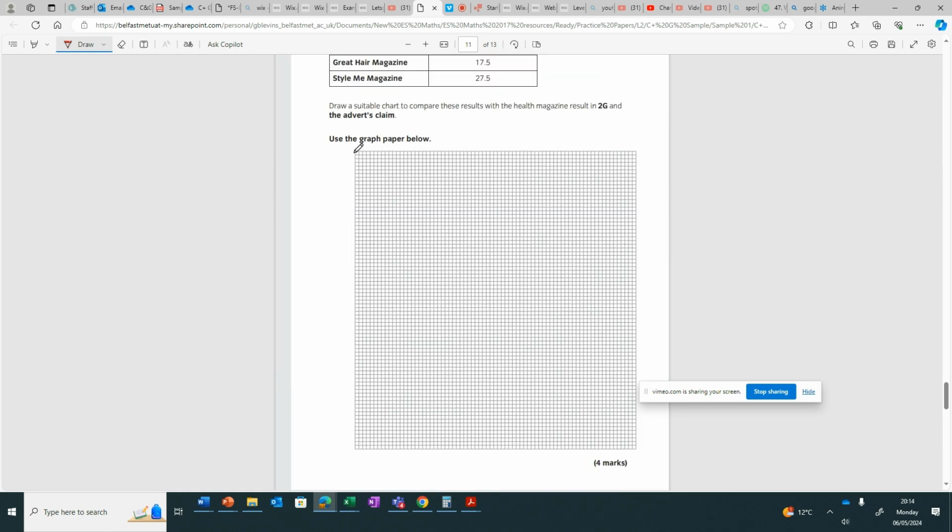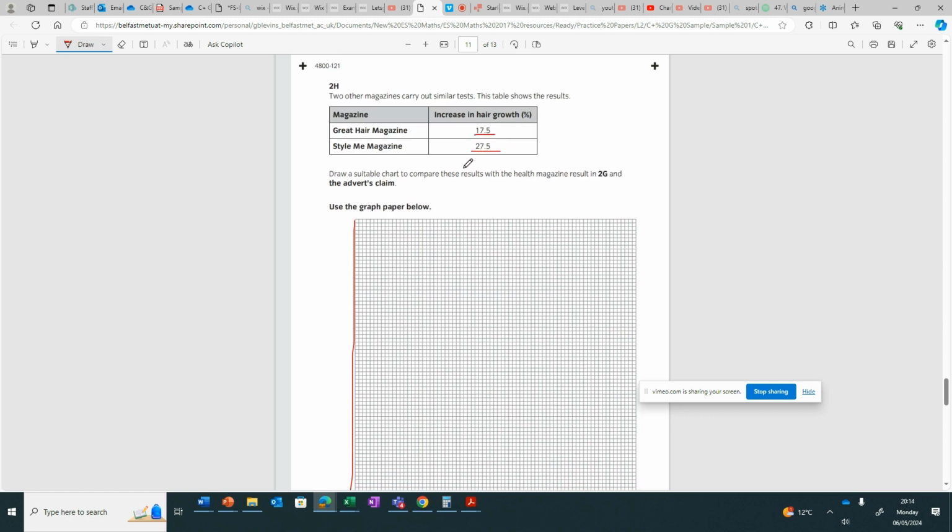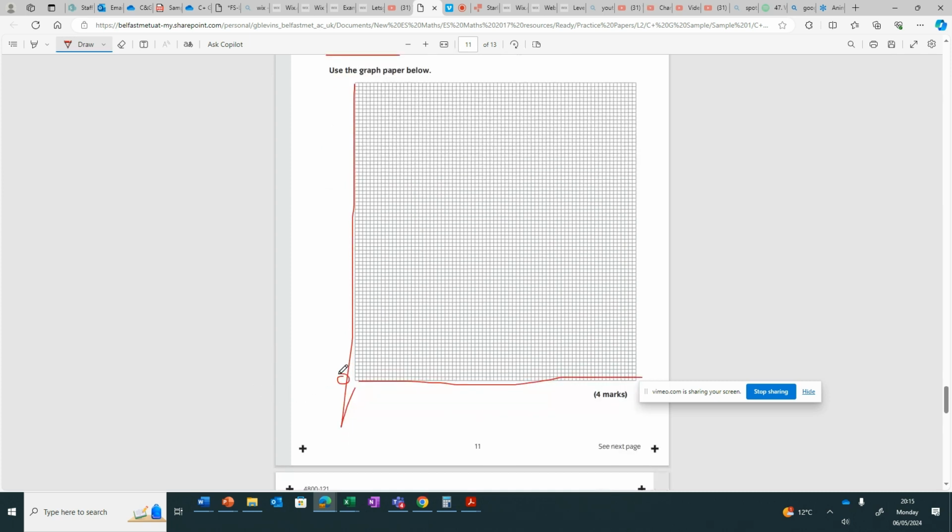Well, these squares are quite small, it's going to be hard to see on the screen. There's a graph. We're going to put these two things in. It also says the Health magazine results in 2G, so there's an answer in 2G, and the advert's claim. So we have 27.5. We'll start at naught, 1, 2, 3, 4, 5, 6, 7, 8, 9, 10. I'm going to go up in 5s. I'm just going to do it roughly, folks. You'd be a bit more accurate than me in the exam. But every 5 squares, I'm putting in 5 as best I can. It's hard to see on screen.